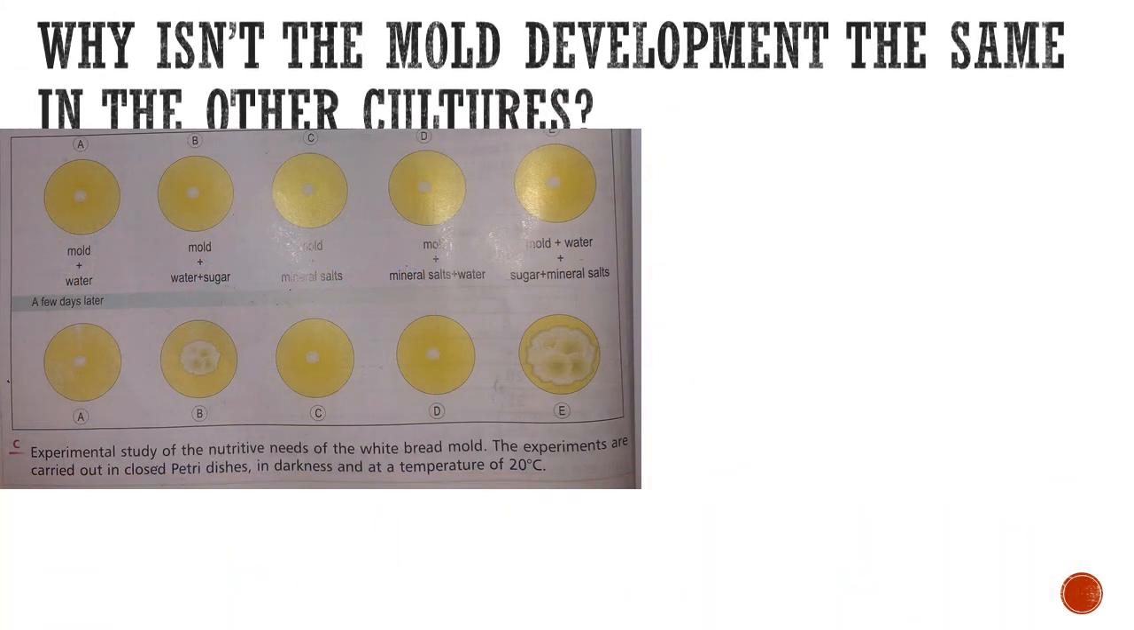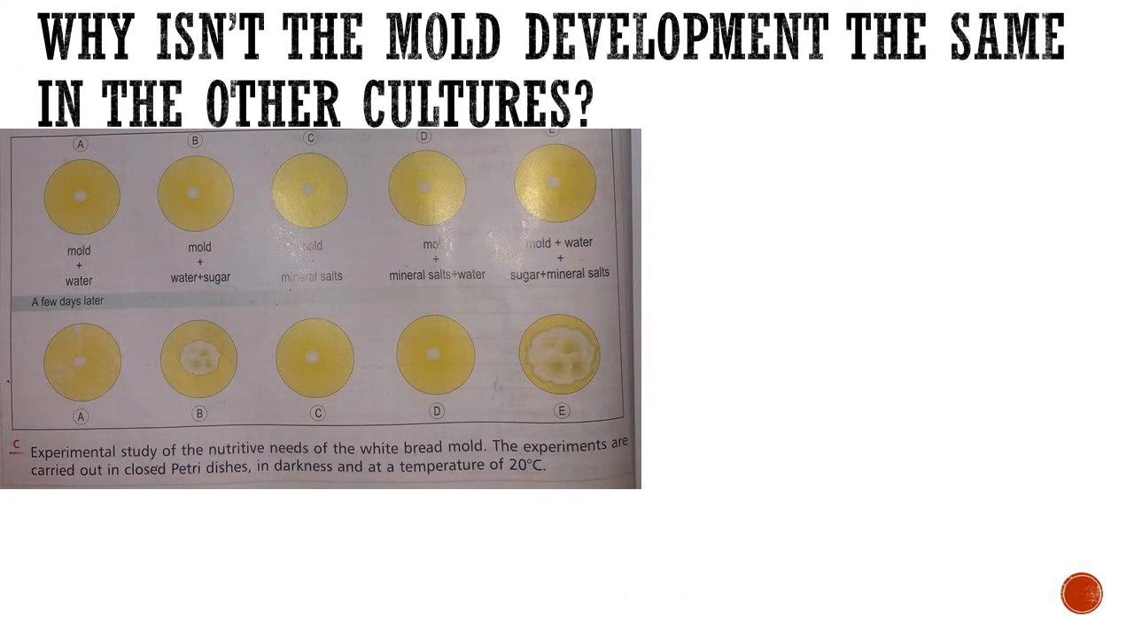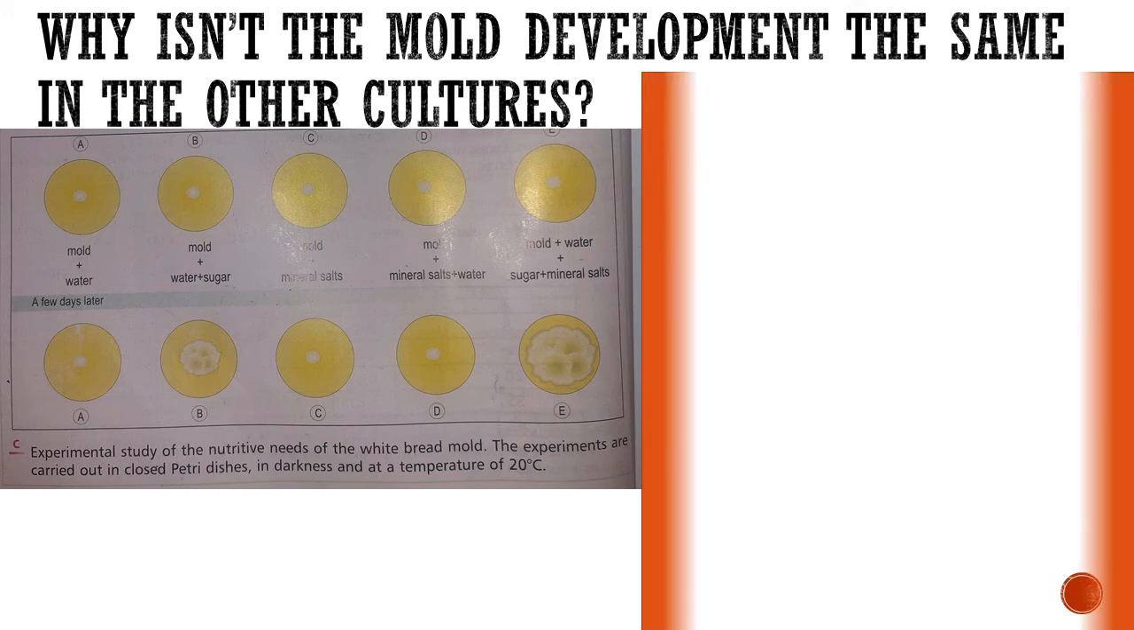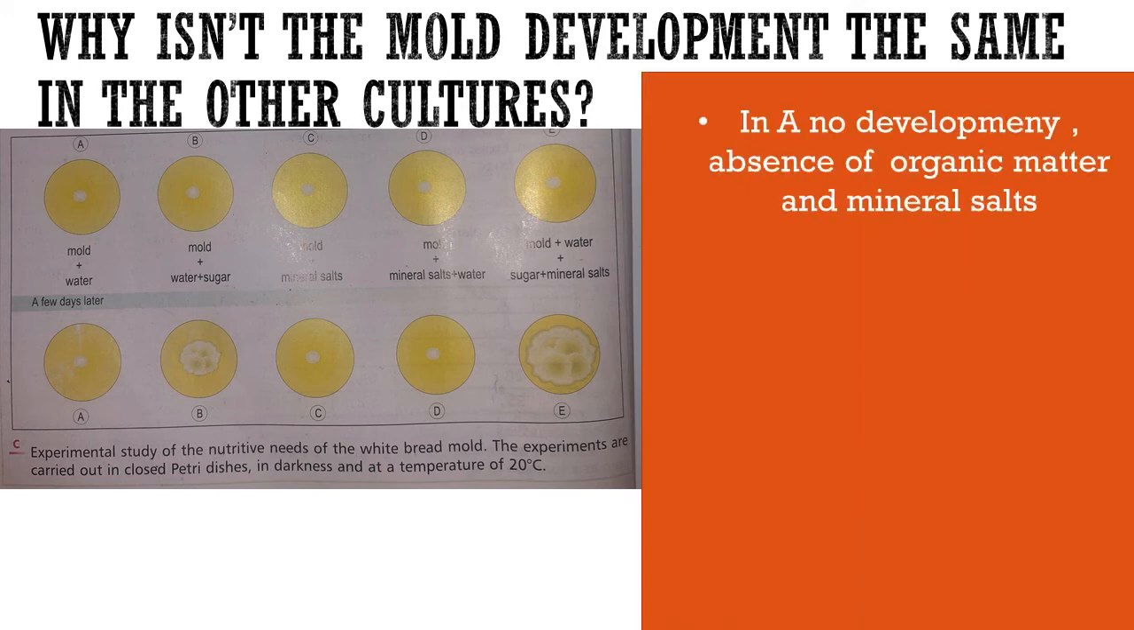Now I want you to think about this question. Why isn't the mold development the same in the other cultures? So why isn't the mold development the same as E in A, B, C, and D? Well, it's because in A, there is no development because there is absence of organic matter and of mineral salts. Mineral salts are present in E, but they are not present in A.